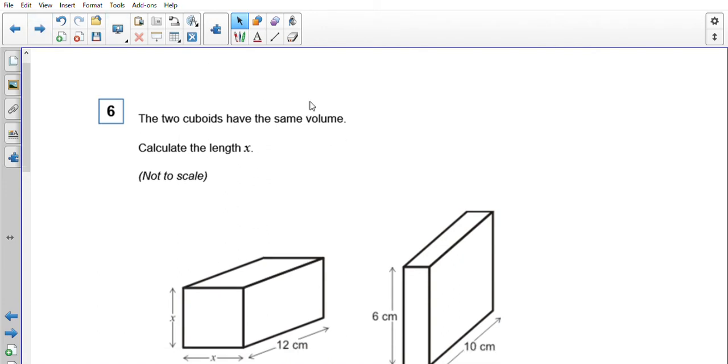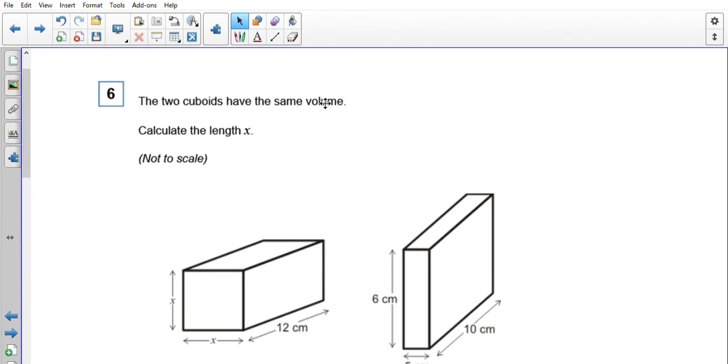Okay, so we have 2 cuboids of the same volume. Calculate the length. X is not to scale, you can't measure it. Where it says not to scale, you can't measure it. So we're looking for X. X is here. Because X is here and here, that means that this face is going to be square, because it has the same dimensions. That helps me out a lot.